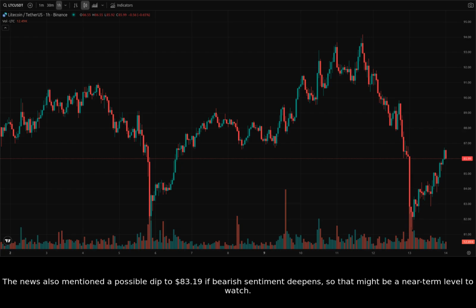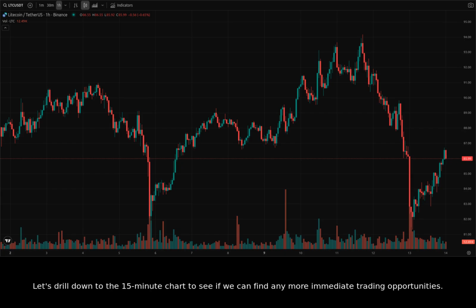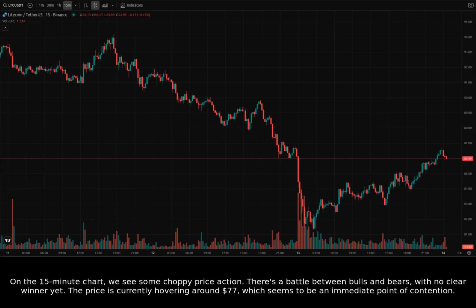The news also mentioned a possible dip to $83.19 if bearish sentiment deepens, so that might be a near-term level to watch. Let's drill down to the 15-minute chart to see if we can find any more immediate trading opportunities. On the 15-minute chart, we see some choppy price action. There's a battle between bulls and bears, with no clear winner yet.